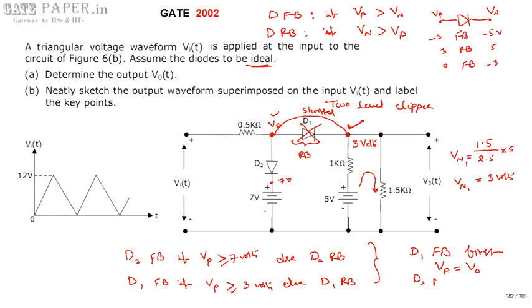By that time D2 will be reverse biased. And when V0 reaches 7 volts, then D2 also comes into forward bias. Even though D1 is forward biased, D2 doesn't become forward biased until the output voltage reaches 7 volts. Okay, understand this point. We are going to draw the output voltages based on this point only.